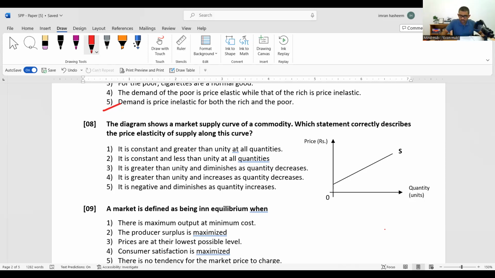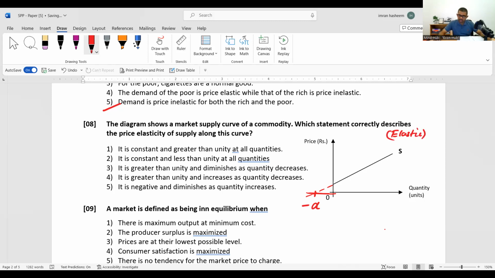How come? Because it will eventually intersect, right? It will eventually intersect the quantity axis on the negative side. It has a negative intercept, or the intercept of A is negative. So this is definitely an elastic supply curve. What do we know about an elastic supply curve?